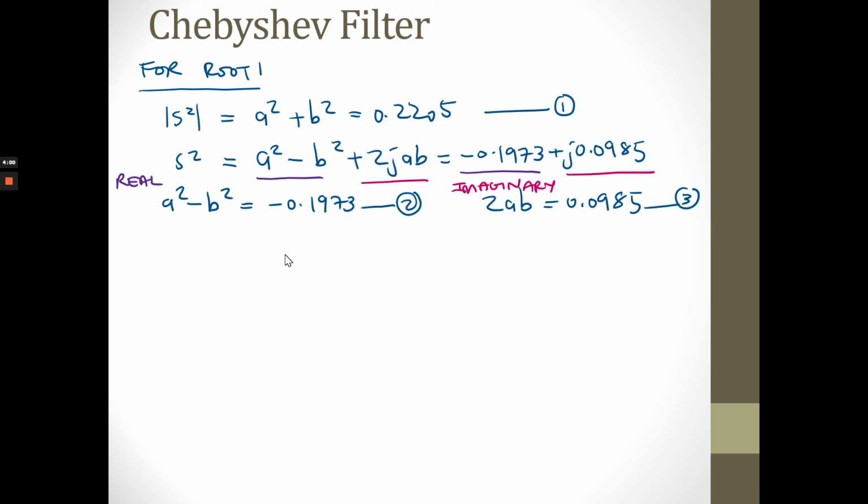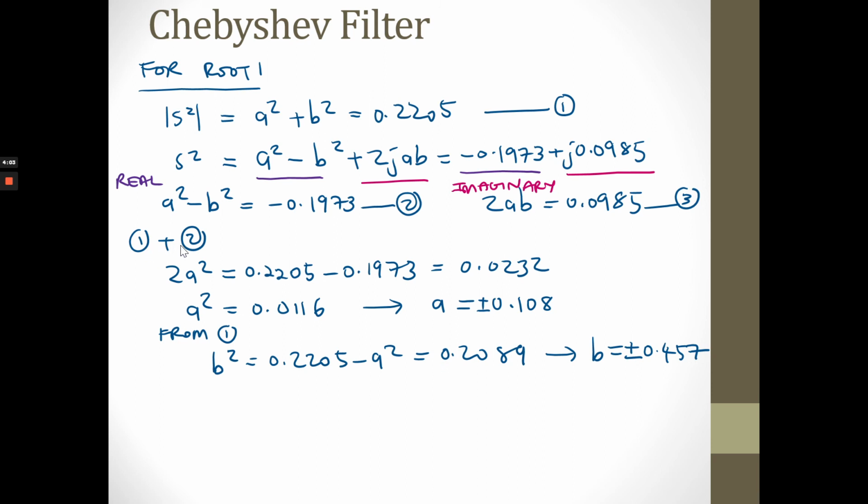And now we add equation number 1 and number 2. This is equation number 1 and this is equation number 2. We add this one and this one, so we have 2a squared, while there is no b anymore because b squared minus b squared is equal to 0. So we have this value for 2a squared, then we can determine a squared equal to this value, and finally we can determine the value of a, the real part, which is plus or minus 0.108.